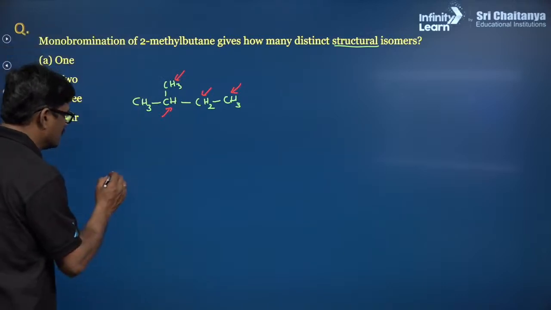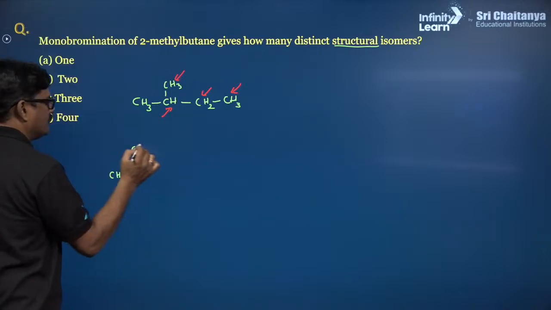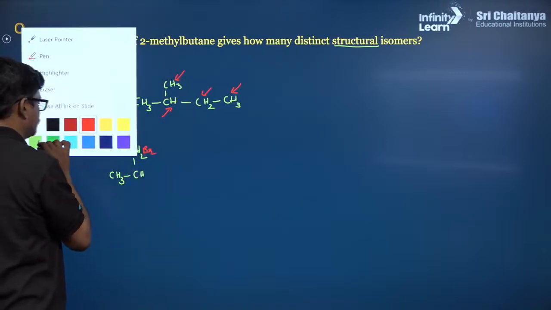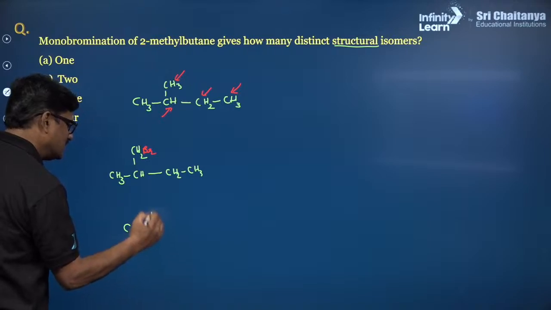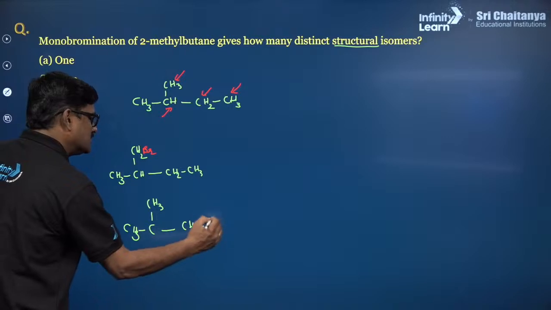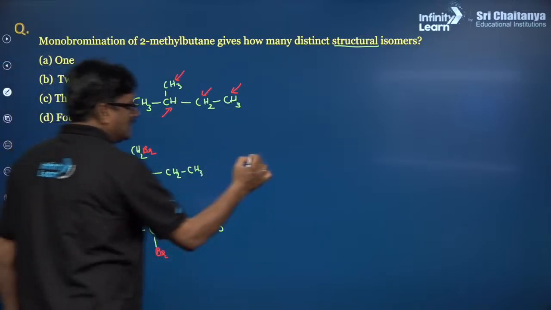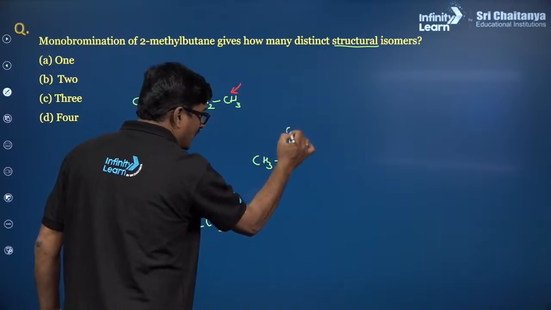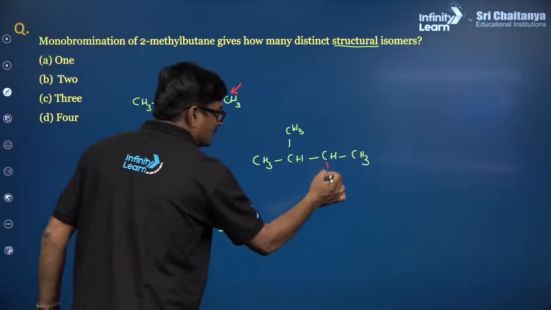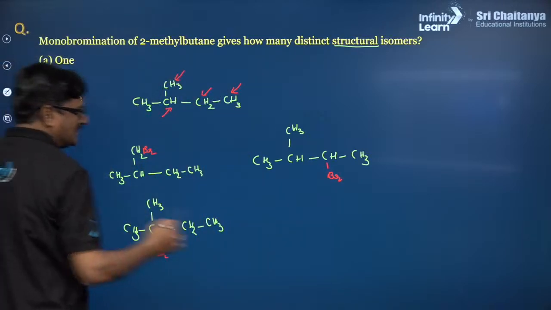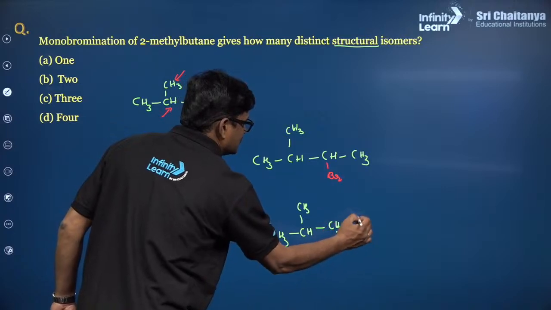I'll write it. So it is going to be CH3, CH and CH2Br, CH2 and CH3, and CH3, CH3, CH2 and CH3, and it is going to be Br. You should have a tremendous command on writing structures. That is a secret in chemistry. It is going to be Br. Now you can see CH3 and CH and CH3 and CH2 and CH2 and Br.